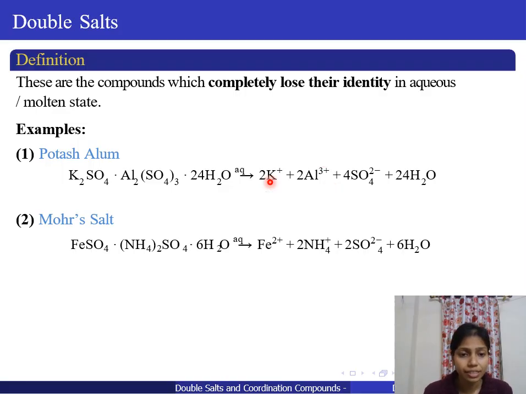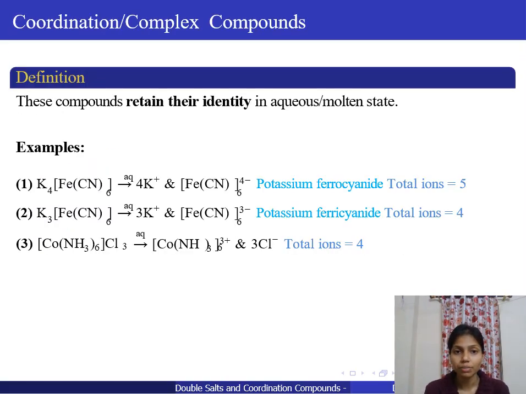Similarly, this is the example of Mohr's salt. The same thing is happening, as these double salts will completely dissociate into their ions and lose their identity. And also in the molten state it is the same. So that means these are double salts. But then what about the coordination compounds or complex compounds? These compounds actually will retain their identity in aqueous or molten state.